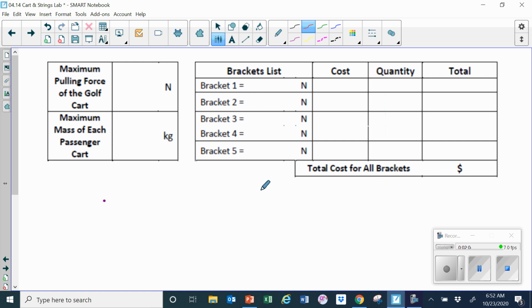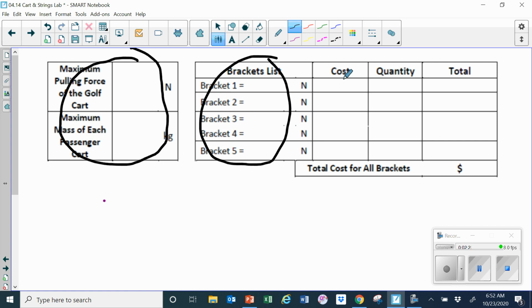Okay, so when you go to the little quiz tab and get the information about the force on the golf carts and so forth, and the brackets list and the cost, you're going to put that into the table in the middle of the first page. That information is going to go in this part of the table here, and the information here, and the information here. So these are the parts of the table in the middle of page 1 that you're going to fill out with the information from the little quiz tab.